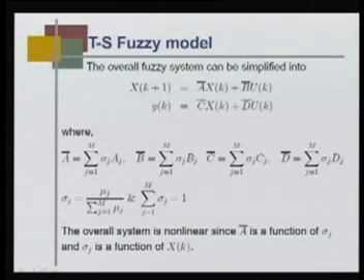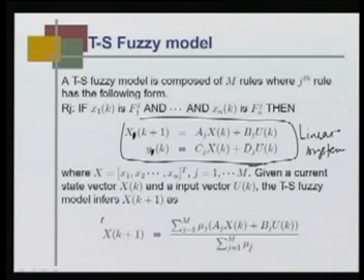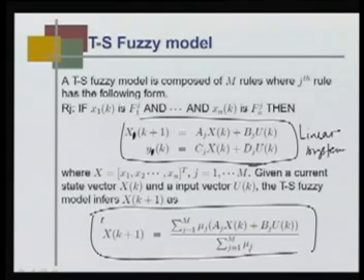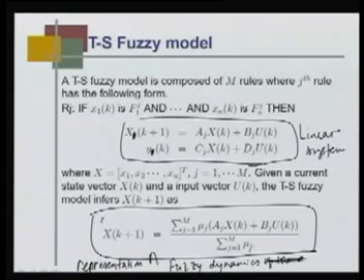So, the overall fuzzy system can be simplified into, okay. So, the overall fuzzy system was this one, x(k+1) is this quantity. This is my fuzzy dynamics representation of the nonlinear system in terms of fuzzy dynamics.